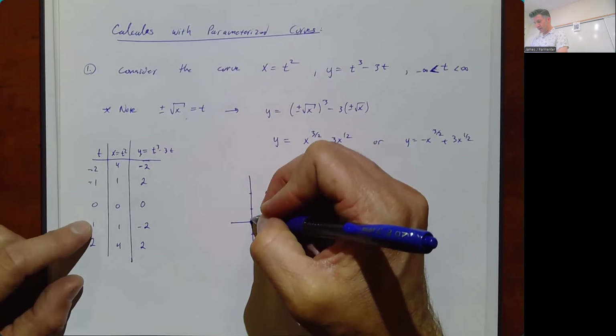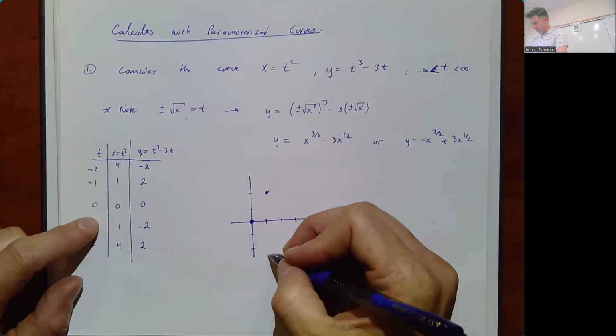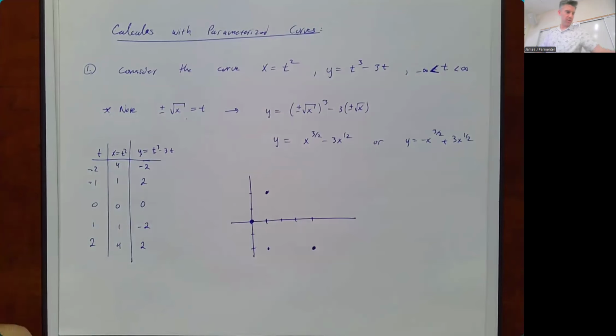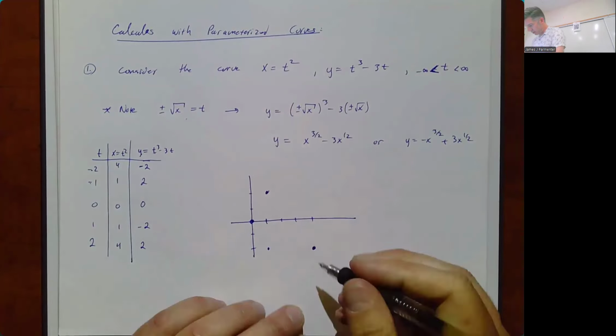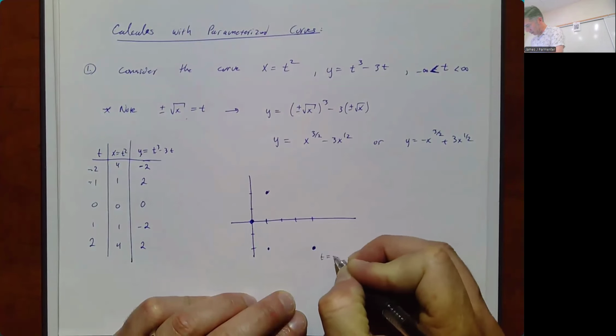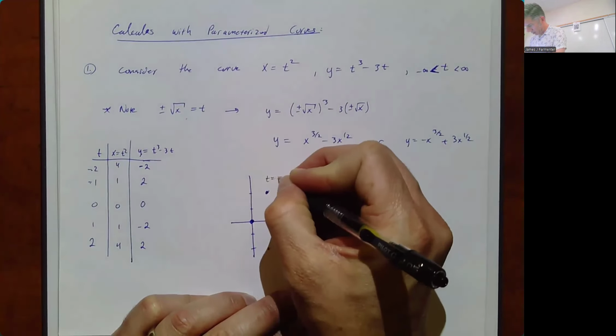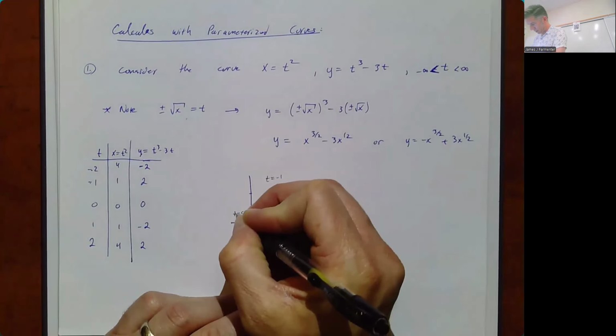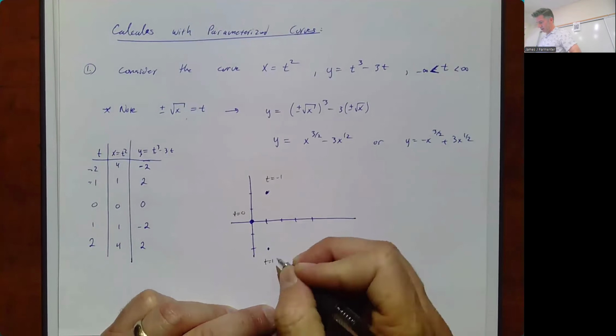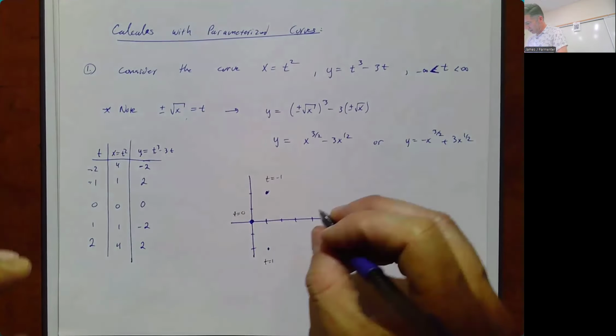And then the next one's going to be 1, -2. So down to here. And I should label these things. That'd be a smart idea. Grab a pen here. So here's time equals -2, time equals -1, time equals 0, time equals 1, and finally the last one we are plotting, time equal to 2.